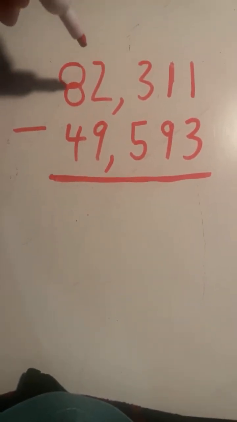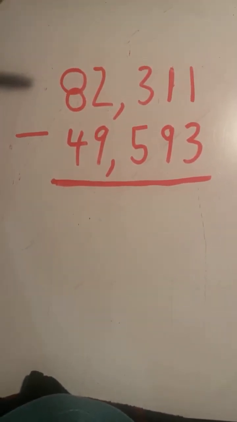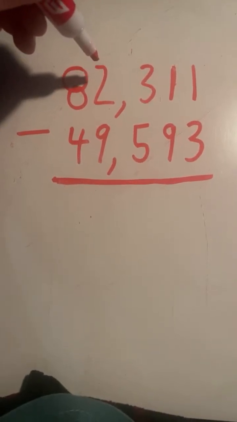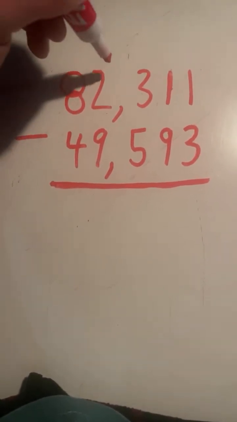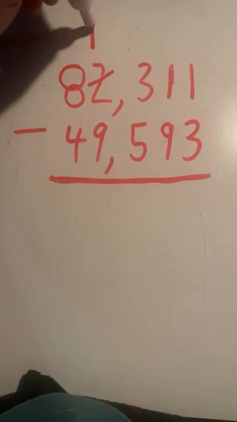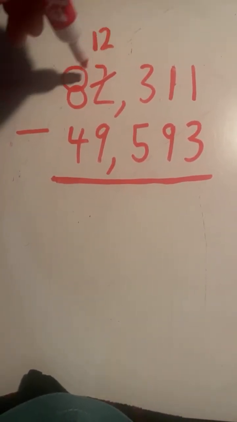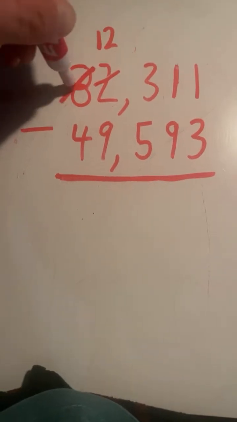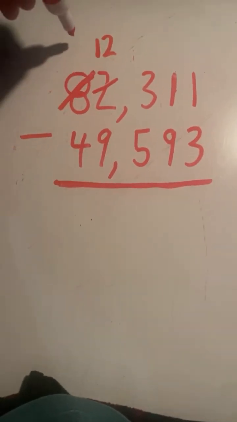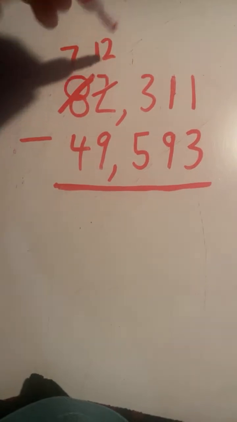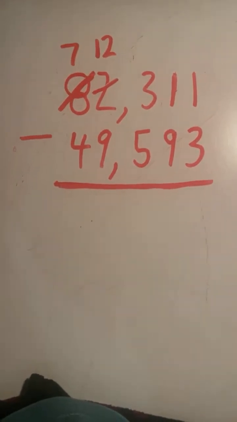So starting in the thousands place, you can't start out with 2 and take away 9. So we are going to add a 10. That 2 is going to become a 12. And then we have to take away a 1 from the place to the left. So from the 10,000s place, we're taking away 1. 8 minus 1 is 7. 2 plus 10 is 12.